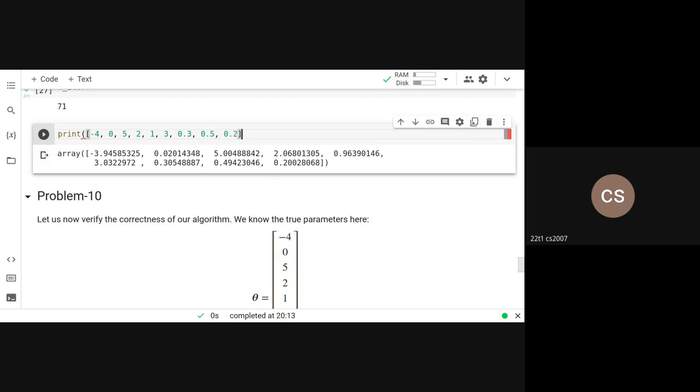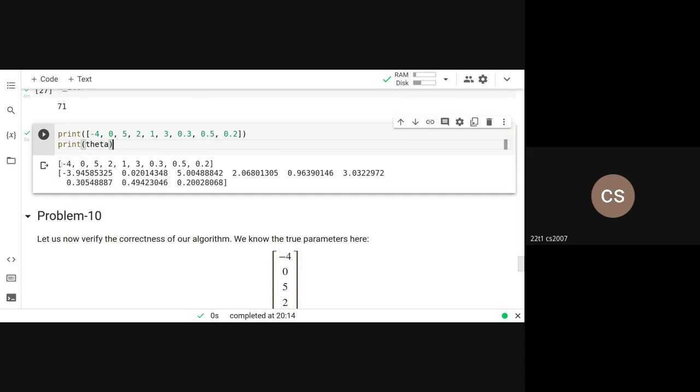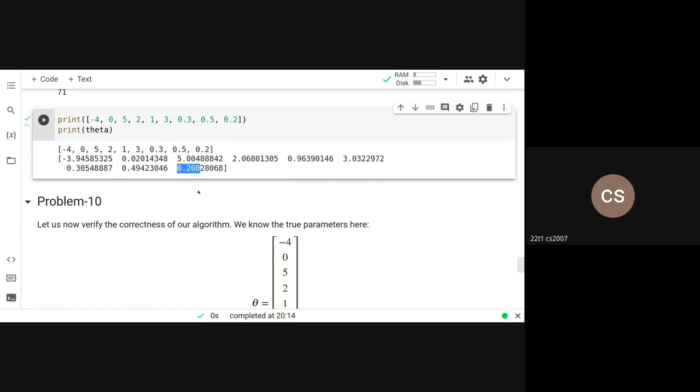This is the true values and this is our estimate that we got from the EM algorithm. Now compare this. So -4, this is -3.94, pretty good. This is 0, this is 0.02. This is 5.004, this is 5. This is 2.06, this is 2. Then this should be 1, this should be 3. This should be 0.3, this should be 0.5, and this should be 0.2. So that is quite close.